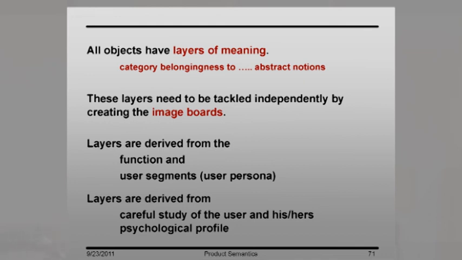And these layers need to be tackled independently by creating image words, which is what I showed you through that software. And layers are to be derived from function, user segments. They are also derived from careful study of the user and his or her psychological profile. What kind of persona are we dealing with and what are their perceptions? So taking care of people's perception in the design of a form is what semantics is all about.